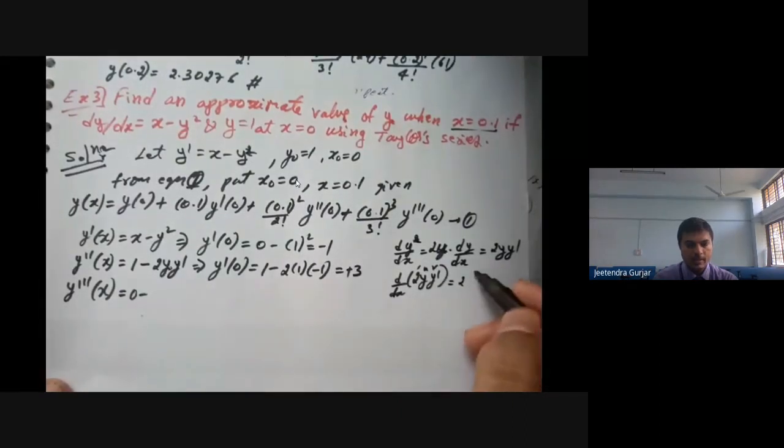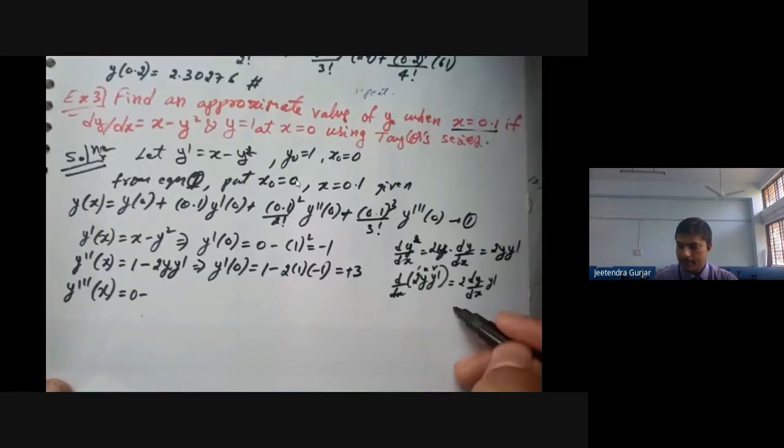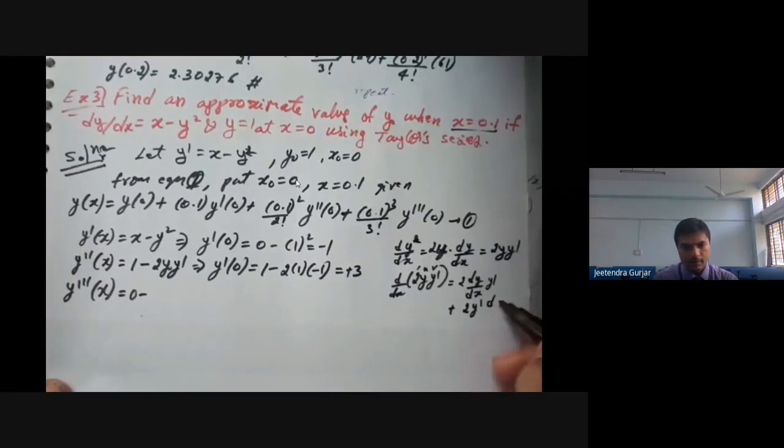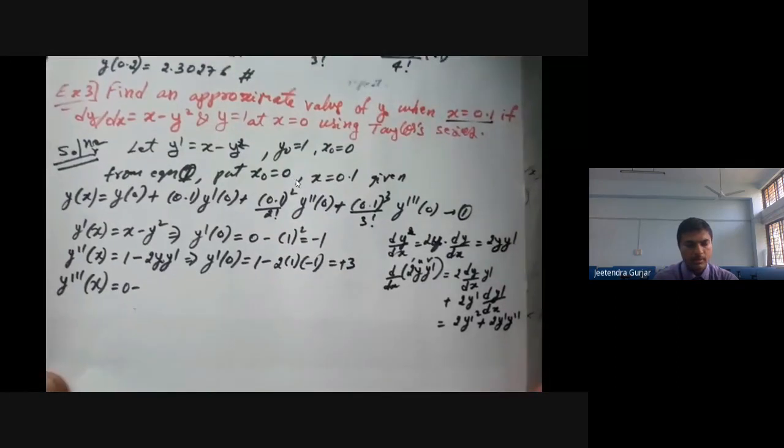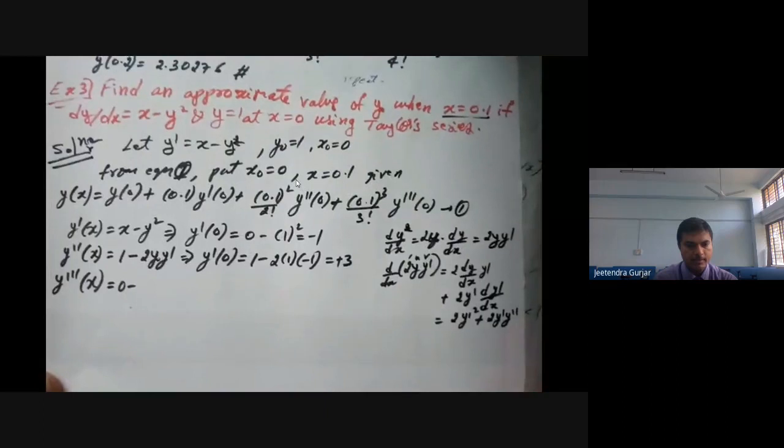So 2 keep as it is, keep differentiate y, keep y dash as it is, plus now keep 2y dash as it is, differentiate y dash. So it is divided by x. So this is going to become 2y dash square plus 2y dash y double dash. So I will write this differentiation directly.